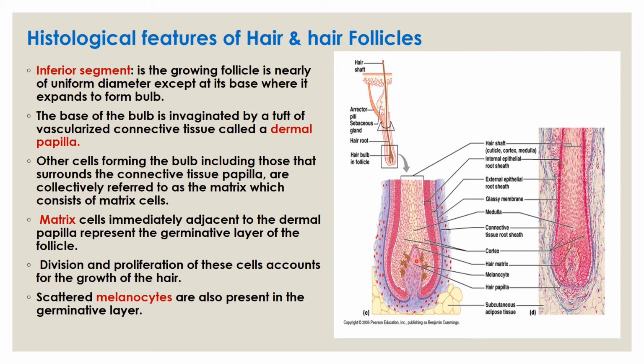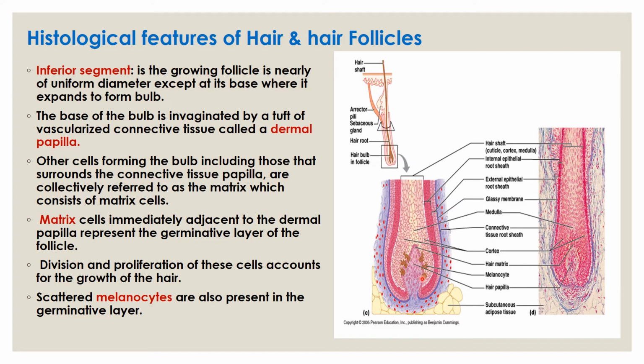So this projection of the dermis layer into this area of the bulb of the hair is called the dermal papilla. Now the cells surrounding this dermal papilla form the matrix, and this matrix layer is the growing layer, showing a lot of proliferation of cells, and it is also called the germinative layer. This proliferation of the cells in the germinative layer of the matrix is responsible for the growth of the hair.